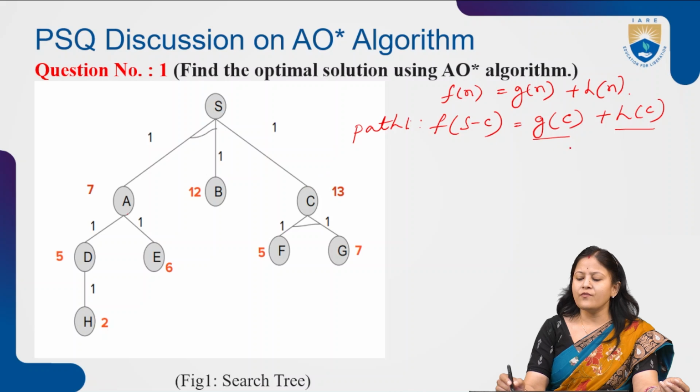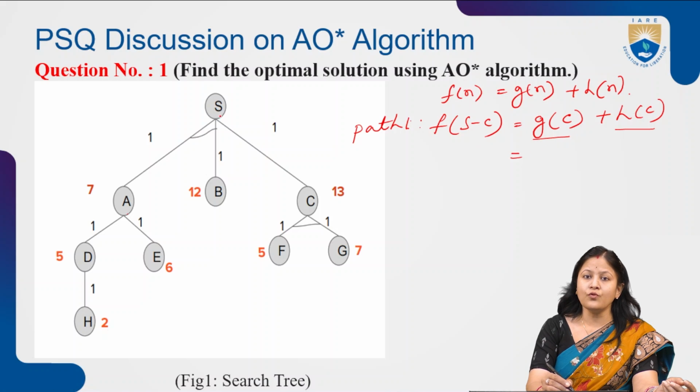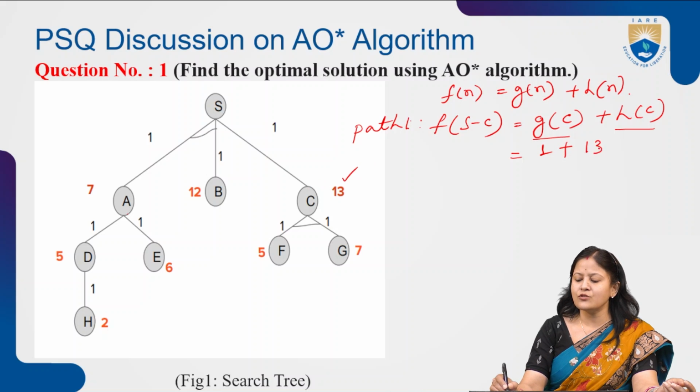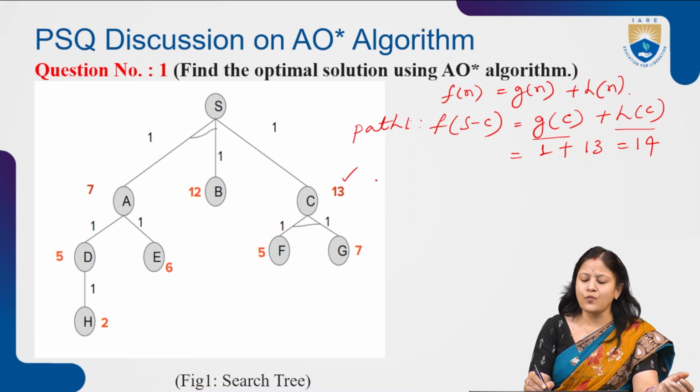So the formula is F of S to C is equal to G of C plus H of C. What is the value of G of C? From the root node to C the distance is 1. And H of C is 13. So it becomes 14 now. Right? So this is one way.